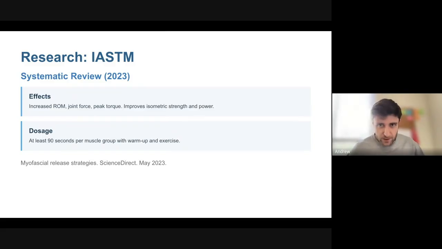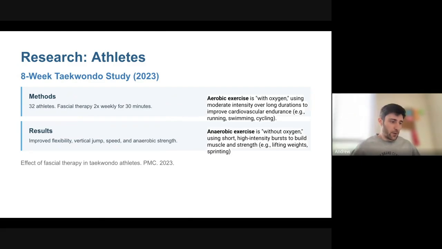I personally don't like instrument assisted. I would much rather do manual therapy with my hands.